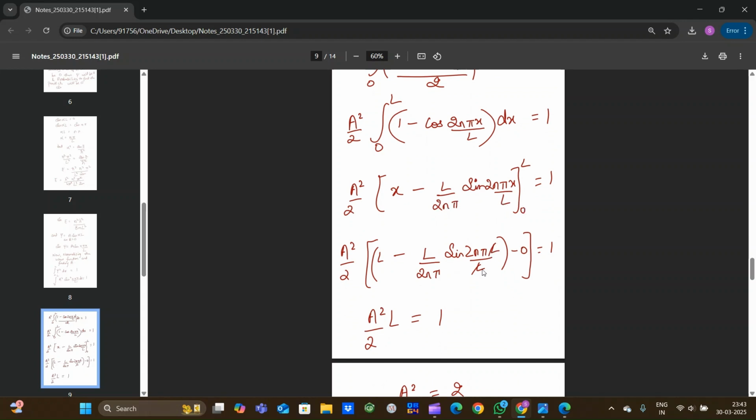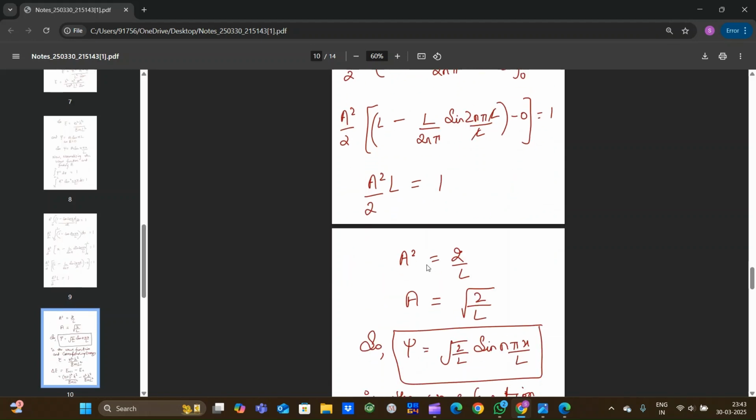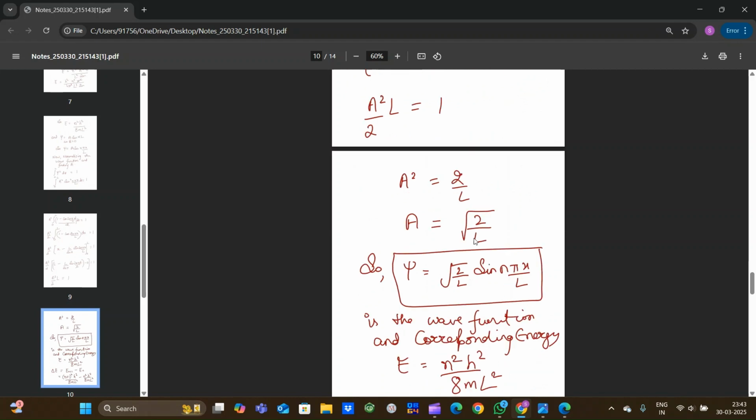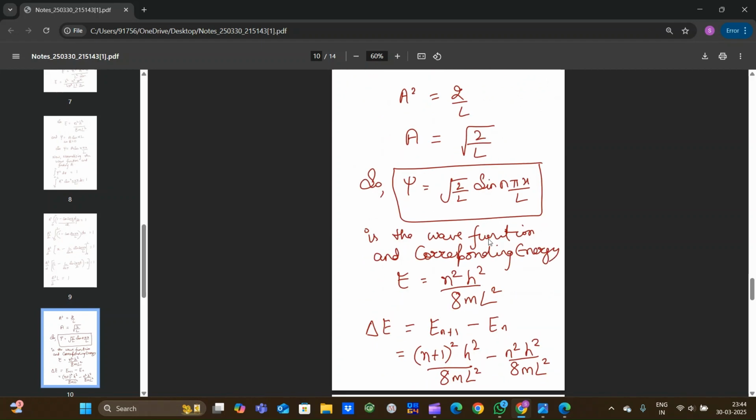And on cutting this L from L, sine n pi is again zero, so the only entity that is remaining is L. So a square L by 2 is equal to 1, and a square is equal to 2 by L. So a is equal to root 2 by L. Now put the value of a in the psi. So psi was equal to a sine n pi x by L. So psi will become under root of 2 by L sine n pi x by L. So this is the wave function.